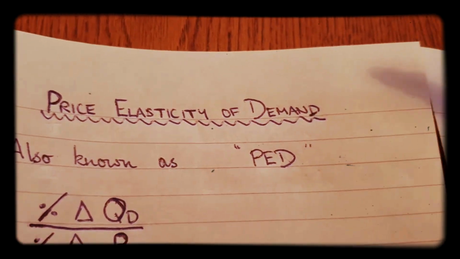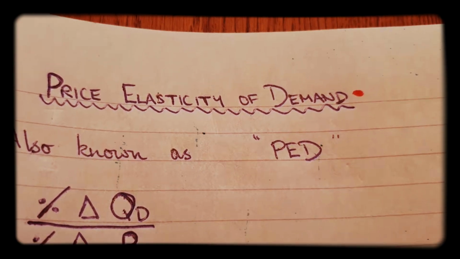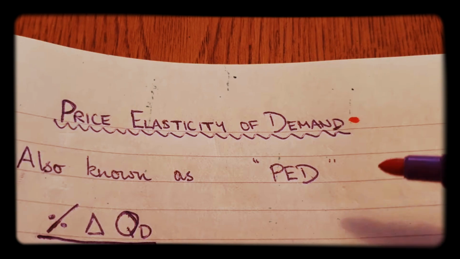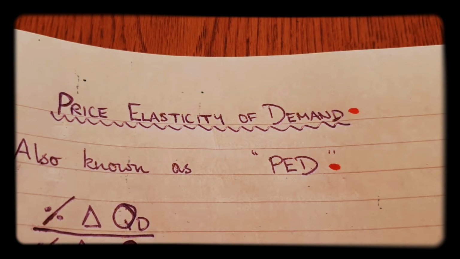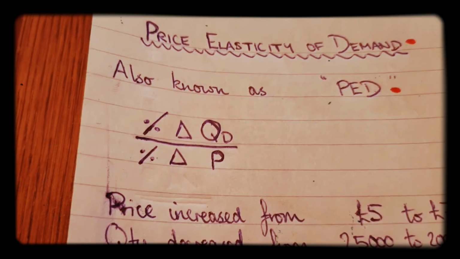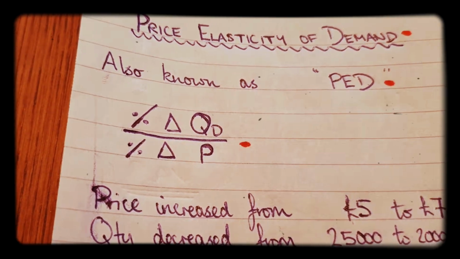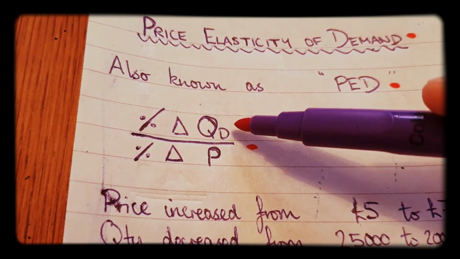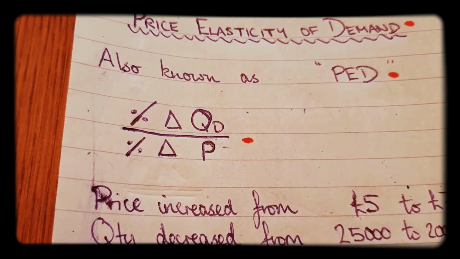Okay, so in today's session, we're going to be looking at the price elasticity of demand and doing a quick overview of it. So PED is another name or abbreviation of price elasticity of demand. And this here is the equation that you use to work out the PED. So it's the percentage change in the quantity demanded divided by the percentage change in the price.